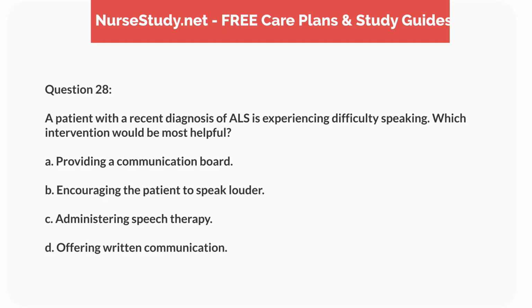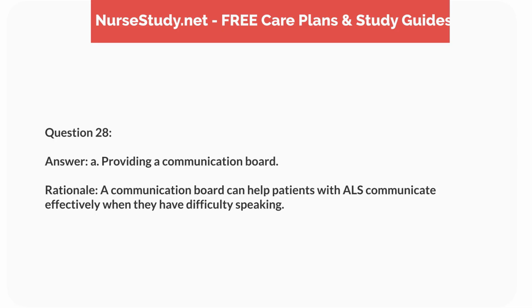aspiration. Question 28. A patient with a recent diagnosis of ALS is experiencing difficulty speaking. Which intervention would be most helpful? A. Providing a communication board. B. Encouraging the patient to speak louder. C. Administering speech therapy. D. Offering written communication. Answer: A. Providing a communication board. Rationale: a communication board can help patients with ALS communicate effectively when they have difficulty speaking.